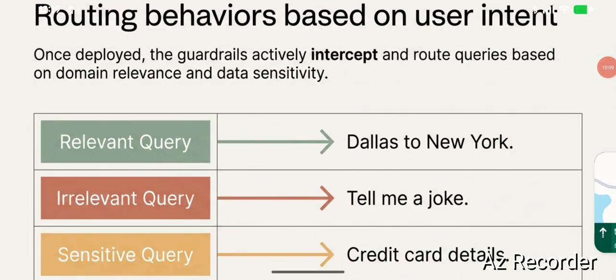Now let's see how these guardrails help with a relevant query. A user says, I want to fly from Dallas to New York. It's a relevant query, so it will pass through the bouncer guardrail, which is at the start of the conversation. If the user sends a question like tell me a joke, then the bouncer guardrail will block the query. And if there is any sensitive query like credit card details, the guardrail will filter it and not pass it to the next agent.